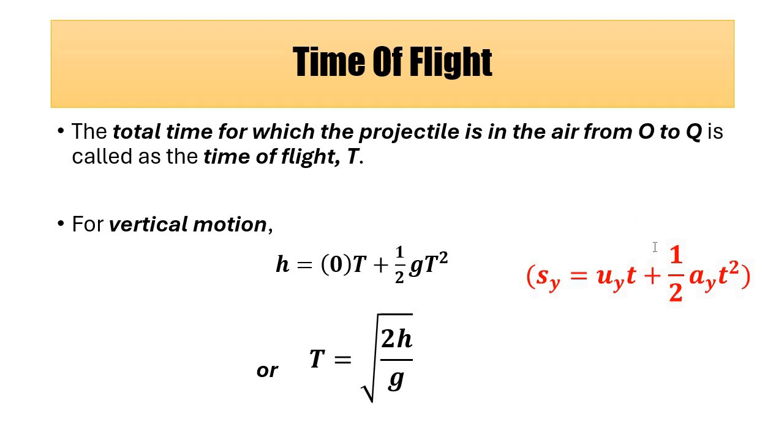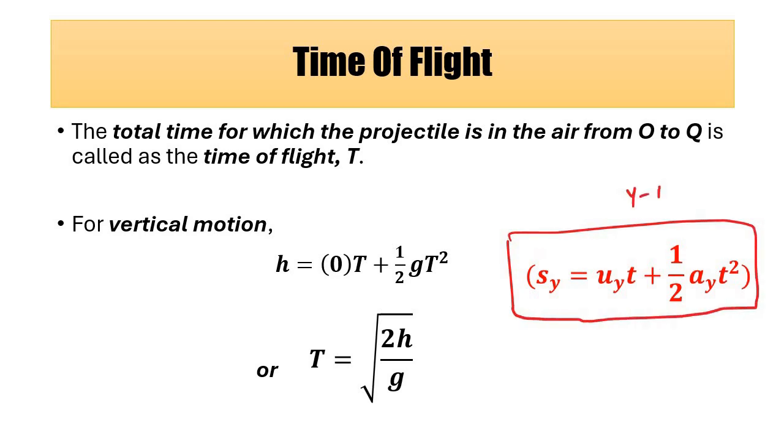So here we'll be using this equation, Sy is equal to uyt plus 1/2 ayt square, displacement along the y-axis. So uy is equal to 0. Here t we have equated with the time of flight, the time is equal to the time of flight. We have substituted small t with the time of flight.